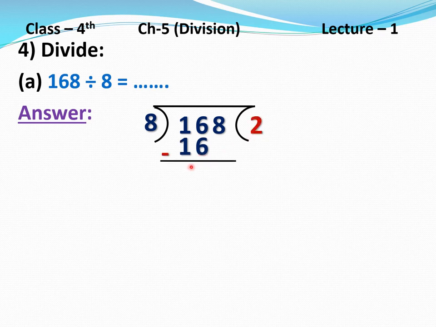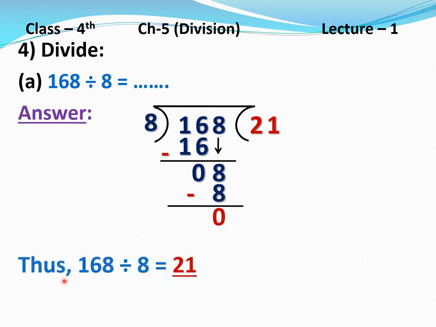Now subtract this. 6 minus 6, 0. 1 minus 1, 0. Now take the next number, that is 8. So multiply this 8 by 1. 8 ones are 8. So write down 1 here and write down 8 here. Now subtract this. 8 minus 8, 0. Write 0 here. Quotient is 21 and remainder is 0. So write down thus, 168 divided by 8 equals 21. 21 is the answer. Clear?